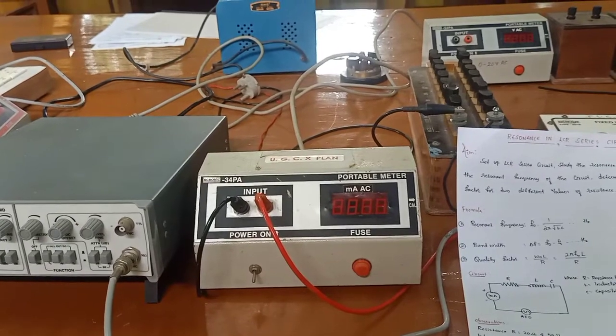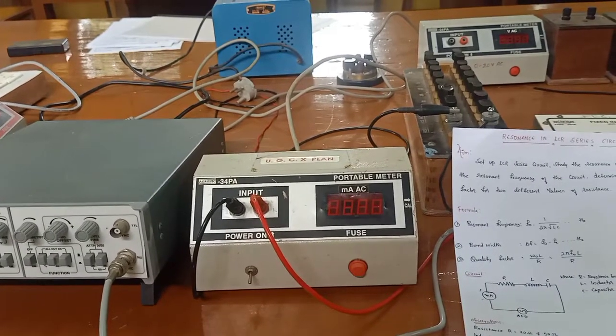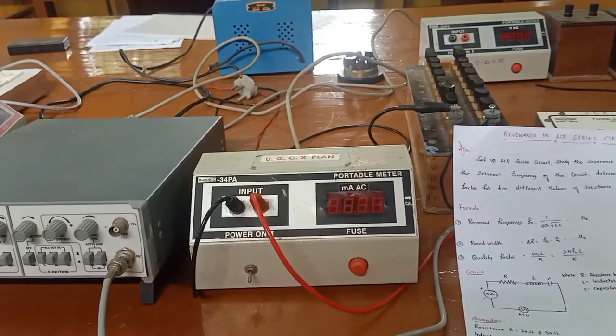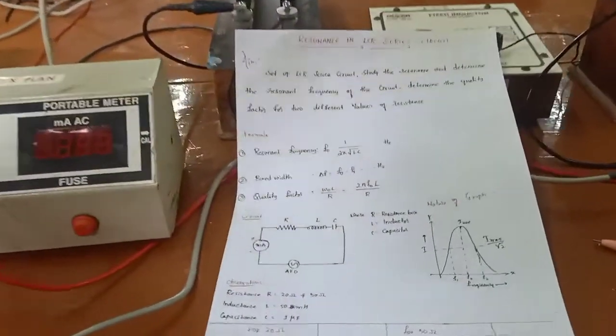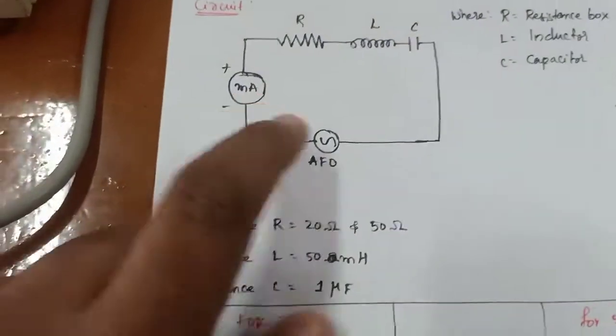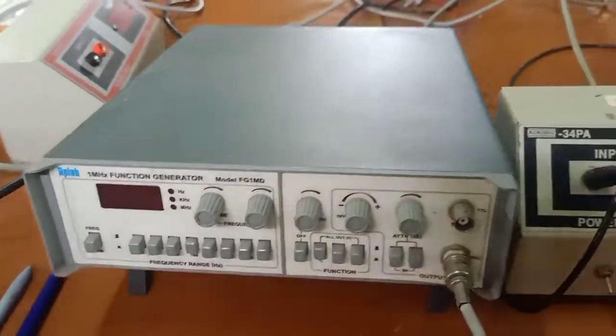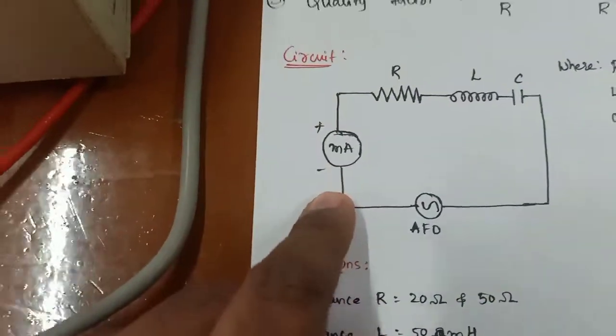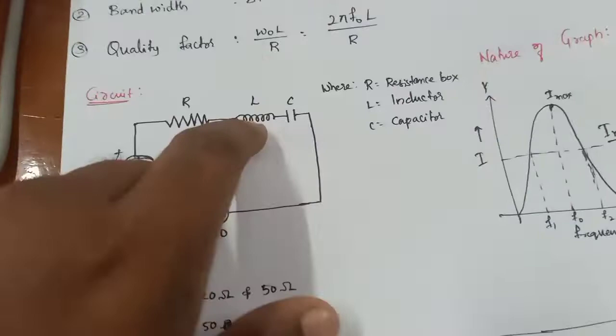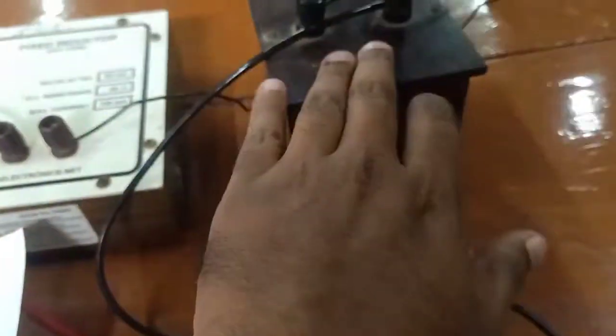Hi everyone, now we are performing an experiment that is resonance in LCR series circuit. Let me explain the circuit diagram first. So this is a circuit, here this is AFO, that is audio frequency oscillator, and milliammeter, and resistor, resistance box, inductor L, this is an inductor, and capacitor C, this is the capacitor.